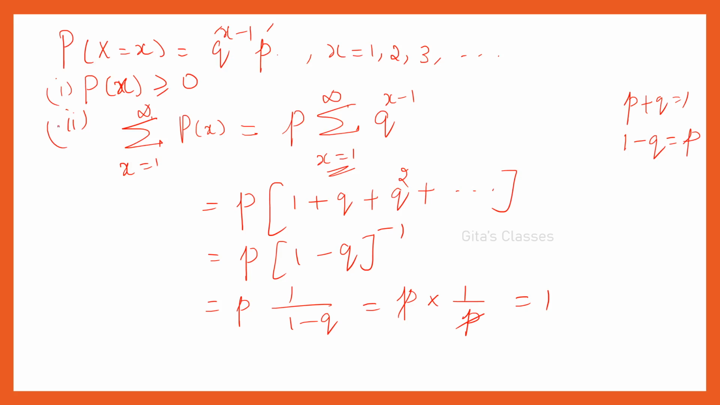We have started with sigma x varies from 1 to infinity p of x, and it is equal to 1, right? And p of x is greater than or equal to 0. Therefore, p of x is a PMF, that is probability mass function. Okay, now let us find out the mean of this distribution. Mean mu is equal to, by definition, mean mu is equal to E of x, right?